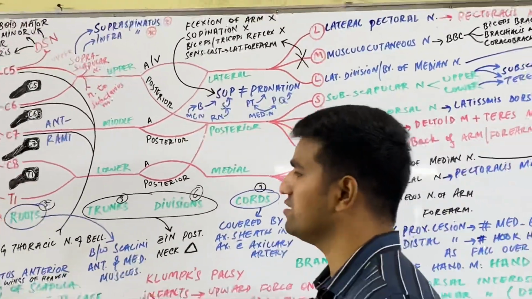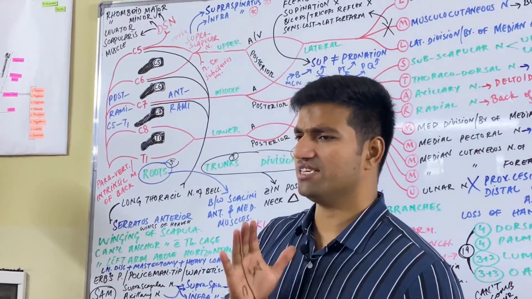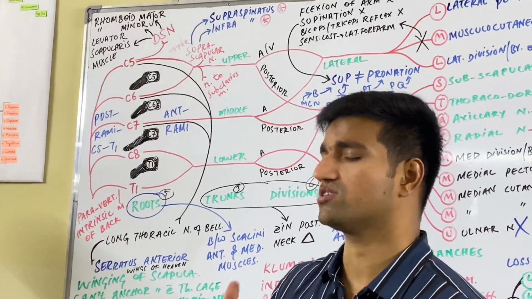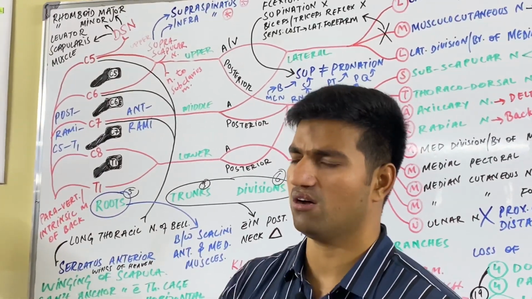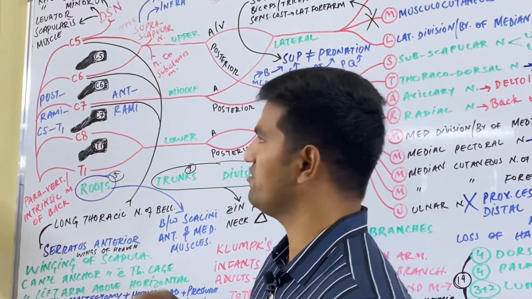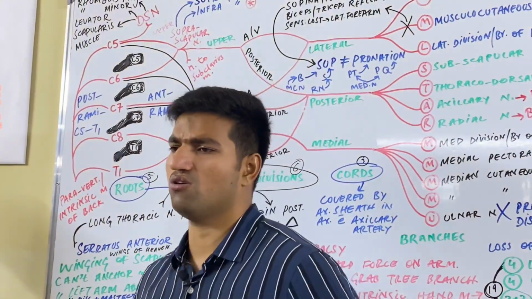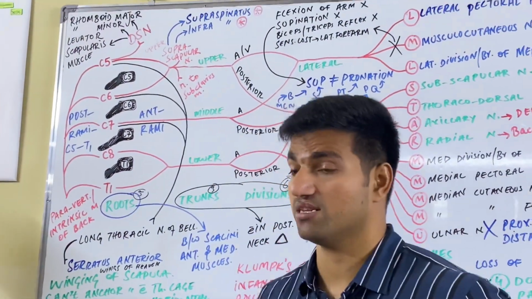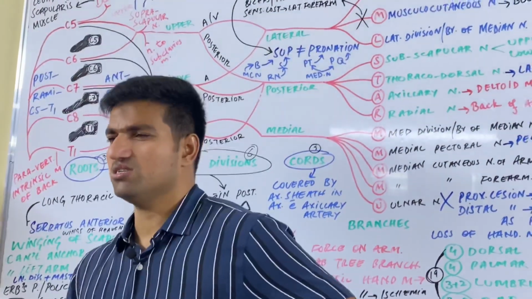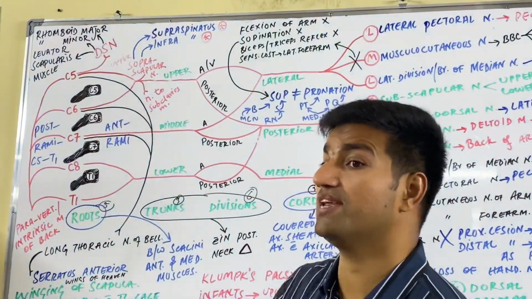Starting from the very beginning, the root values from C5 to T1 have anterior rami and posterior rami, or you can say ventral rami or dorsal rami, or anterior branches or posterior branches. The posterior or dorsal rami from C5 to T1 will go to the intrinsic back muscles, called paravertebral muscles, and the anterior branches or ventral rami from C5 to T1 will make the brachial plexus.